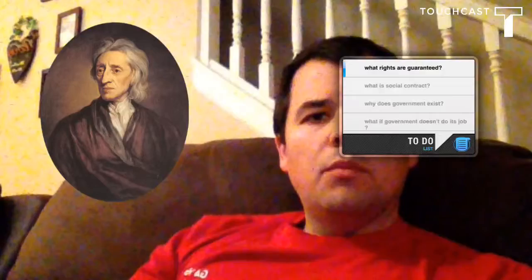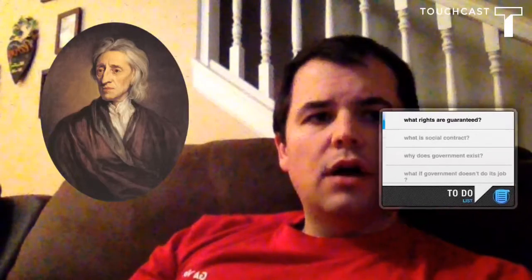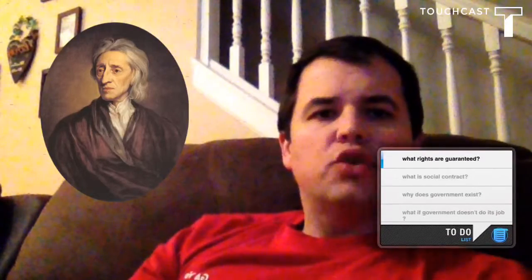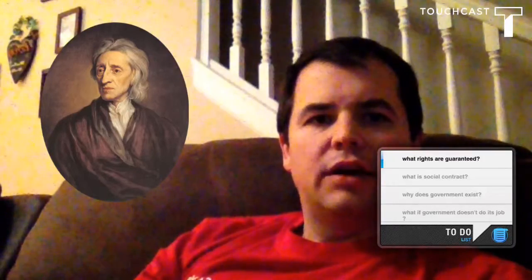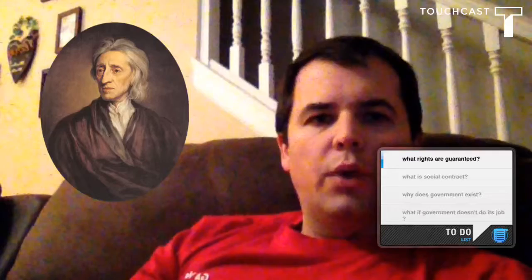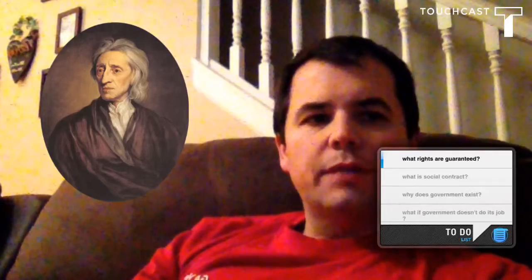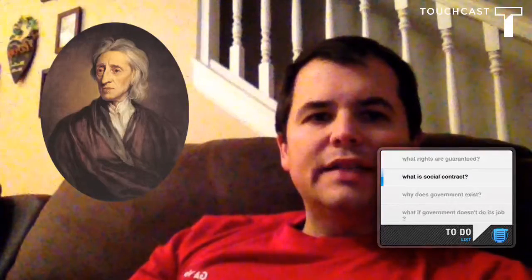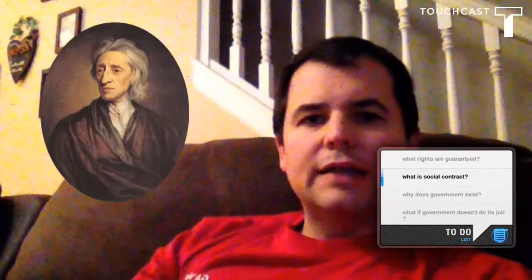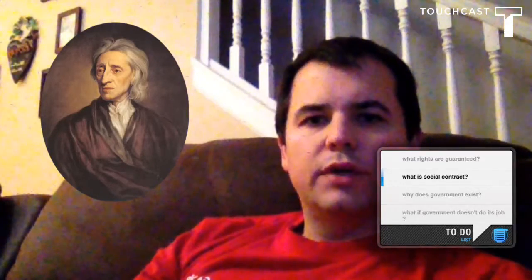So start with looking at what Locke's ideas of natural rights are. So what are the rights that he believes that everyone is guaranteed, that everyone is afforded when they are born? So look for that first. Then I want you to look at what is a social contract. What does Locke say about a social contract? What does that mean?